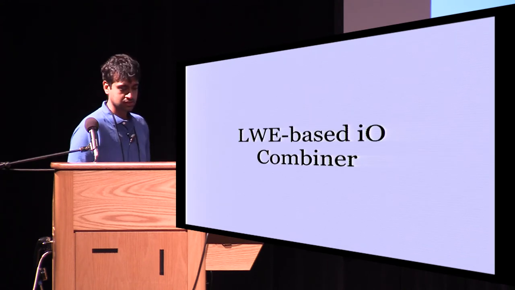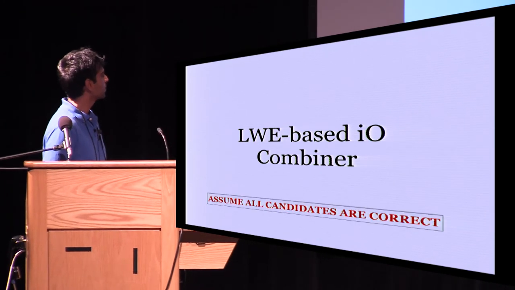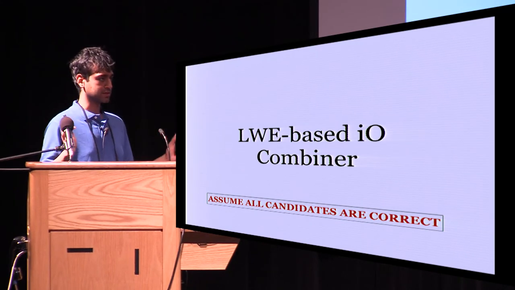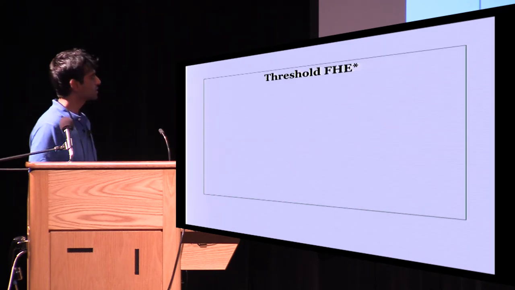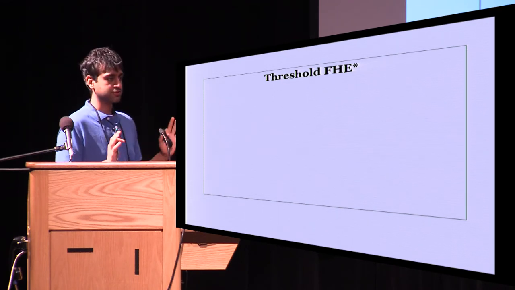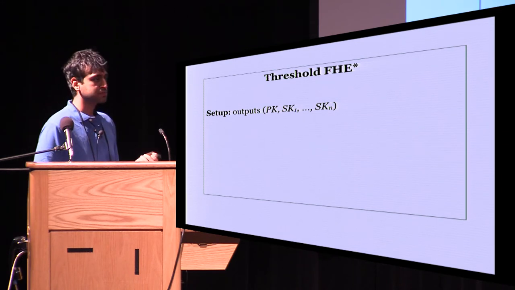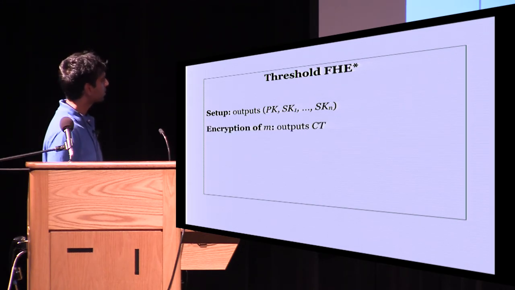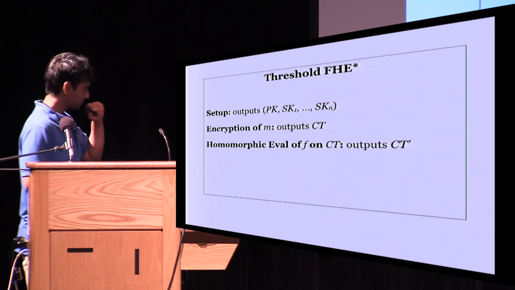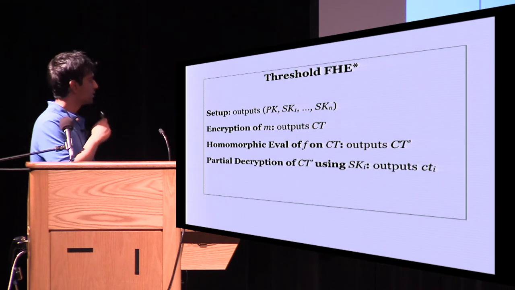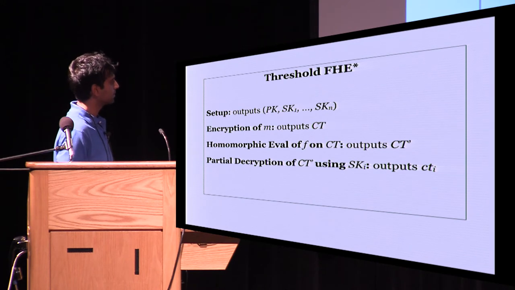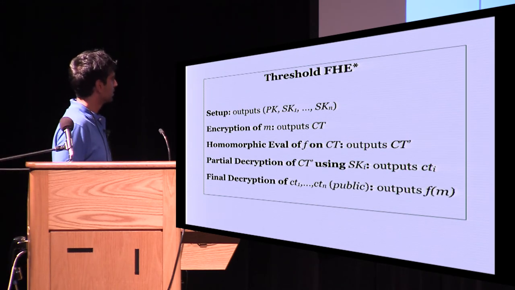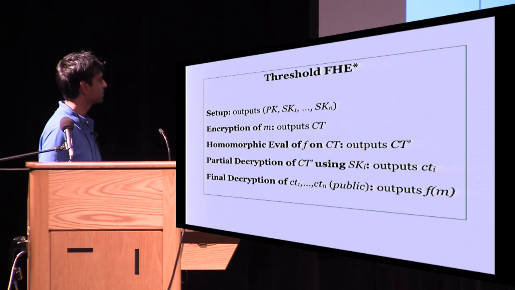Let me present the construction of an LWE-based IO combiner. Again, to keep things simple, assume all candidates are correct. And I'm going to present an IO combiner for an arbitrary number of candidates, not just three now. In order to do this, we are going to use a tool which I'm going to call threshold FHE star. This has a setup algorithm that outputs the public key and n secret keys. Here, n will be the number of parties. You have an encryption algorithm that encrypts m to obtain ct. There is a homomorphic evaluation algorithm. And you have a partial decryption algorithm that lets you decrypt this ciphertext using sk_i to obtain the partially decrypted value ct_i. Then there is a public algorithm that lets you combine all these different partial decryptions to obtain f of m.